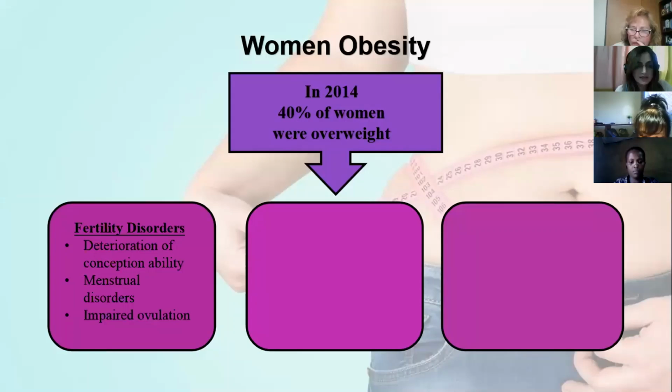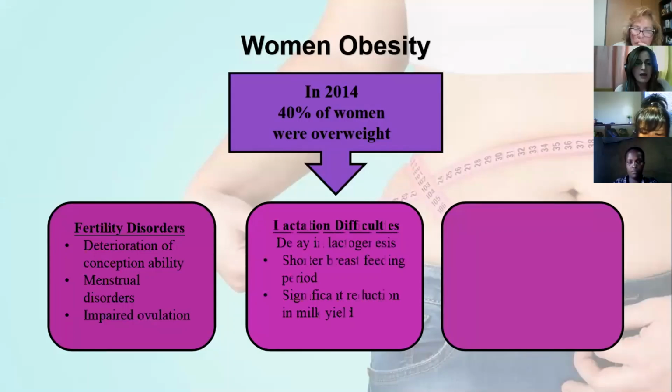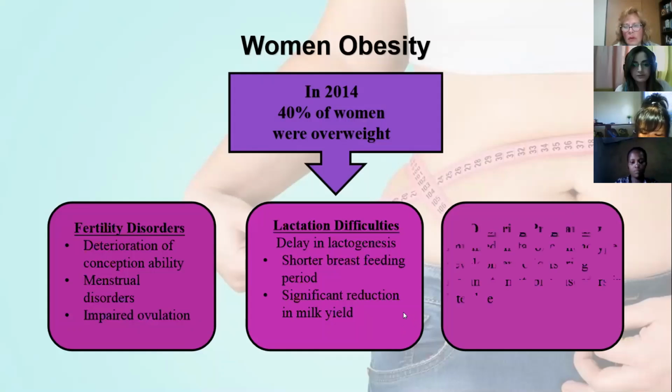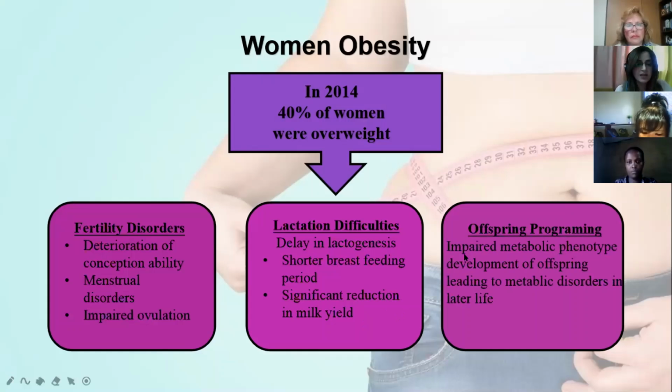Obesity can cause fertility disorders like poor conception ability, impaired ovulation caused by unregulated folliculogenesis and poor oocyte quality, delay in lactogenesis, and shorter breastfeeding period, a significant reduction in milk yield. Furthermore, maternal high-fat diet during pregnancy and lactation associates with programmed lifelong tendency to adult disorders.